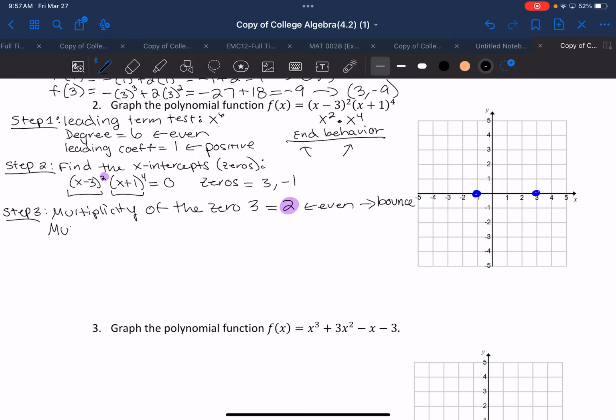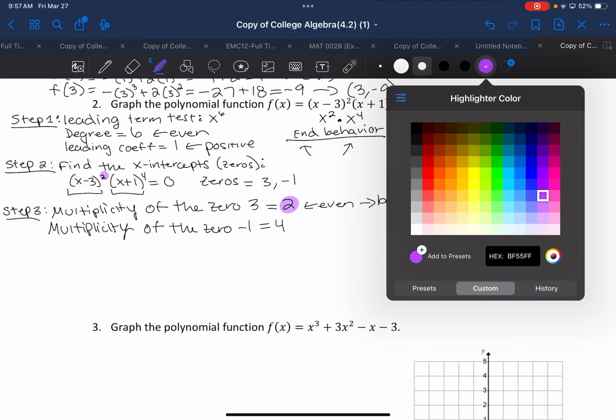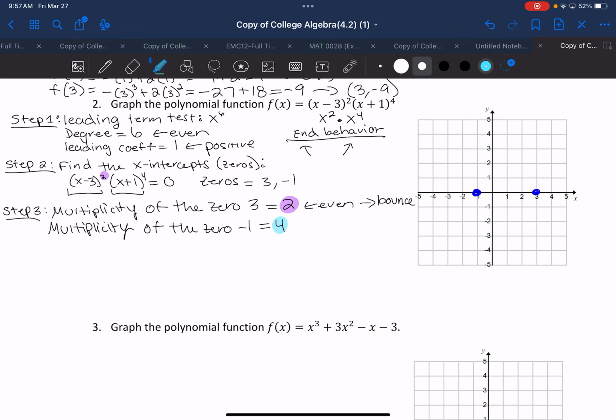Okay, and then the multiplicity of the 0, negative 1 is 4. Perfect. Because that's the exponent on that. And so that's also even, so that will also bounce.